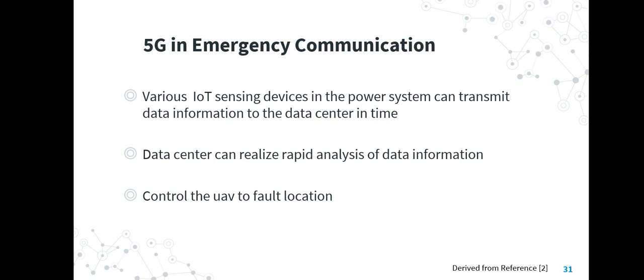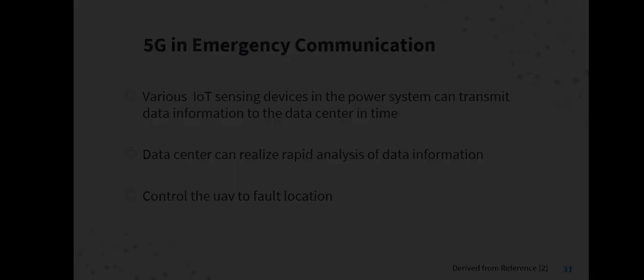Various IoT sensing devices can be implemented easily using 5G technology, and they can transmit data information to a data center, and this will be a timely response unlike the conventional methods. And this data center can realize rapid analysis, and it could make decisions to solve the emergency that we are facing. So it can also control the emergency location using UAV and other technologies.